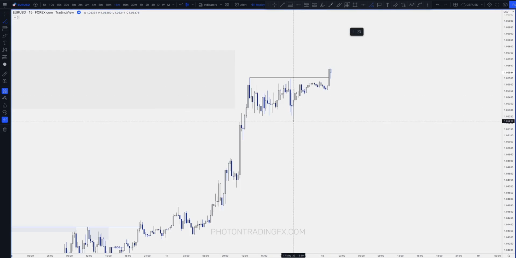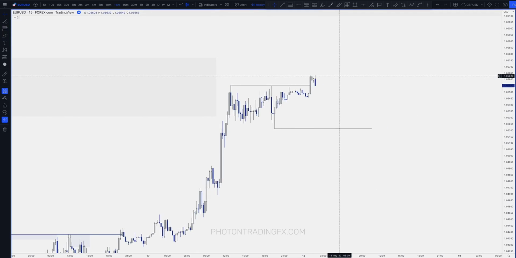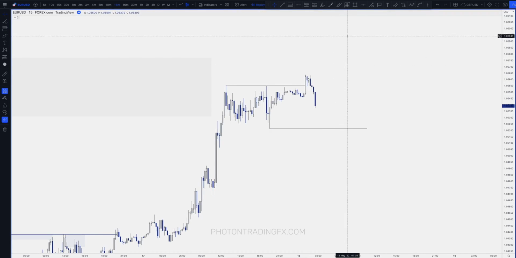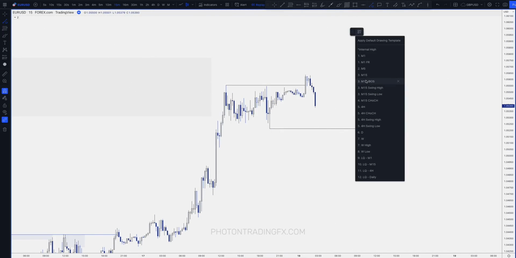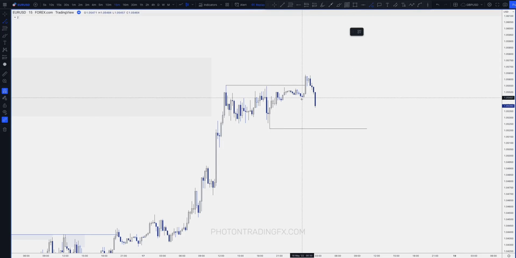M15 swing low would be the lowest point that took out the swing high, right? So that would be here. We are bullish. Okay, now what happens? So we get a bearish change of character. It's the nature in which price does it as well.